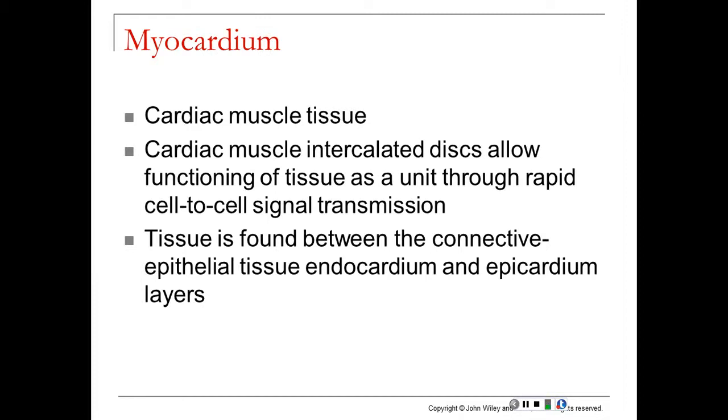There's the heart muscle itself, which is called the myocardium. The cardiac muscle, if you recall from our lectures on muscle tissue, has intercalated discs, and that is kind of like the little cardiocytes holding hands so they can say 1, 2, 3, contract, 1, 2, 3, contract. That's exactly what those intercalated discs do. It allows for that syncopated contraction, that cell-to-cell signal transmission that needs to take place in order for a nice organized contraction. There's also tissue found between the connective and epithelial tissues called the endocardium and epicardium layers.